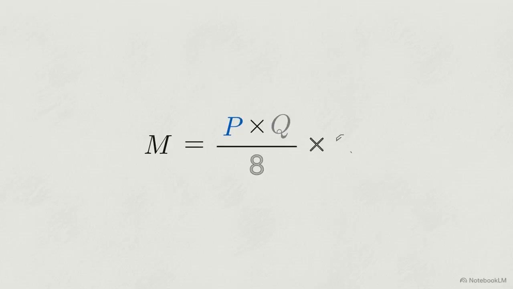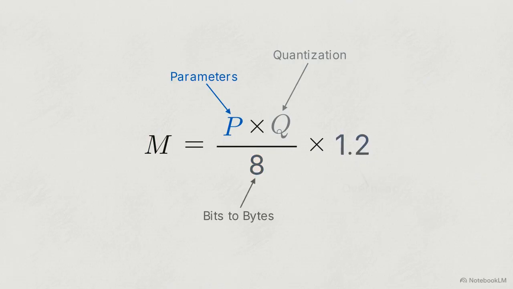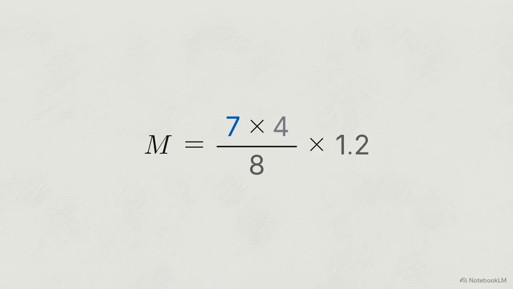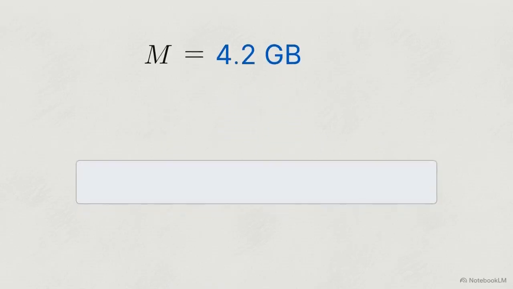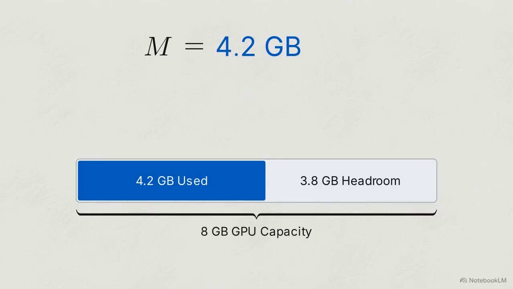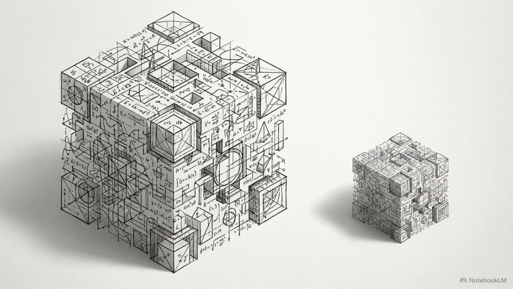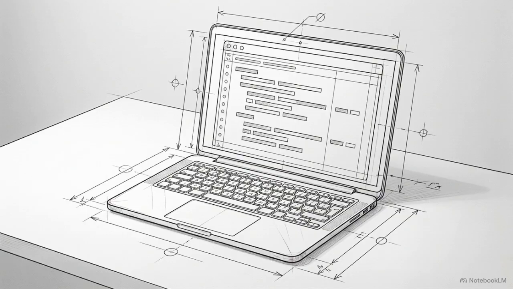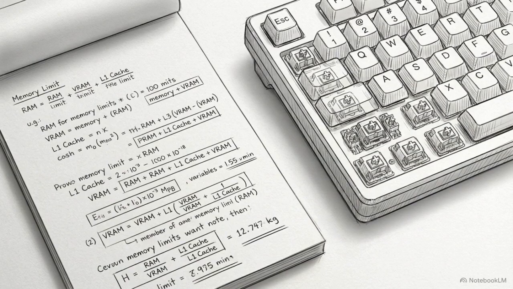This formula calculates your exact VRAM footprint. Memory equals the parameter count times quantization bits divided by 8, multiplied by a 1.2 overhead factor. For a 7 billion parameter model at 4-bit quantization, this resolves to 4.2 gigabytes, leaving comfortable headroom on an 8 gigabyte GPU. Compressing the model weights to 4-bit precision shrinks its physical footprint by 75%. The resulting model maintains its rigorous reasoning capabilities while fitting easily on consumer hardware. Calculating these exact memory limits is the necessary prerequisite to engineering a real-time, responsive coding assistant.